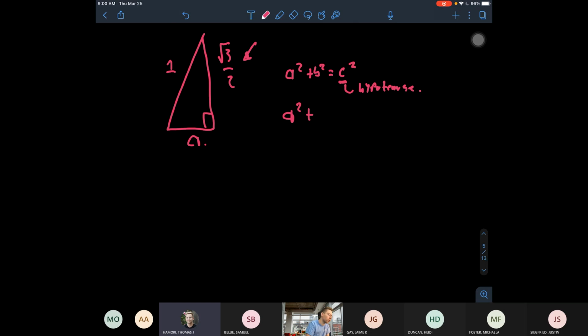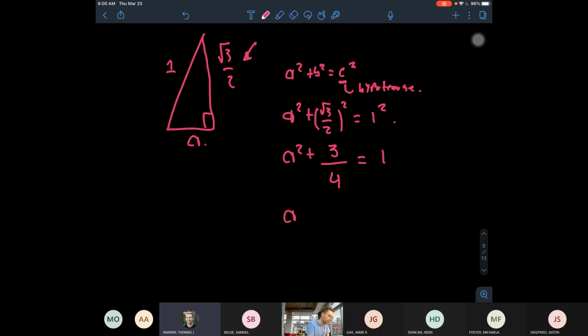And the hypotenuse is the word we use for the side which is across from the 90-degree angle. Okay, so c is 1, and here b is square root 3 over 2. So if I take square root 3 over 2 and square it, that should be equal to 1 squared. So a squared plus, well, if I square root 3 over 2, I get 3 over, well, if I square the denominator, it'd be 4. And that should be equal to 1 squared, which is 1.